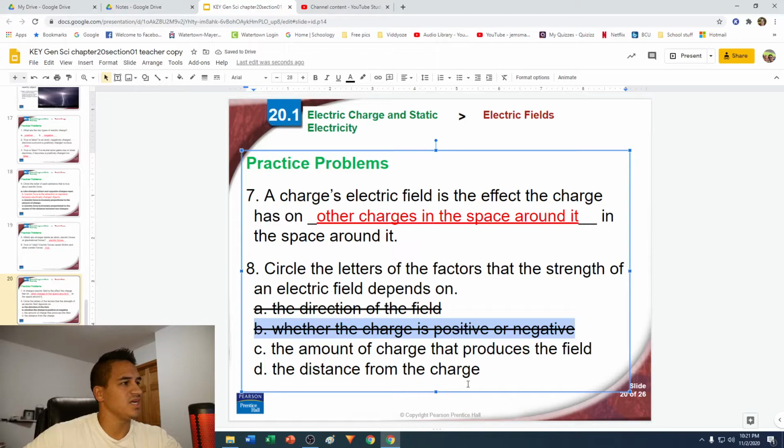Letter C, the amount of charge that produces the field. That does affect the strength of an electric field, how much charge there is that's making the field. Remember, the larger the charge that produces the field, the stronger the electric field is. So that is a factor that will determine strength. And then lastly, letter D, the distance from the charge. Also, that is one that will affect strength. The closer you are to the charge, the more impact its electric field will have on you. The further away you are from the charge, the less of an impact its electric field will have on you.